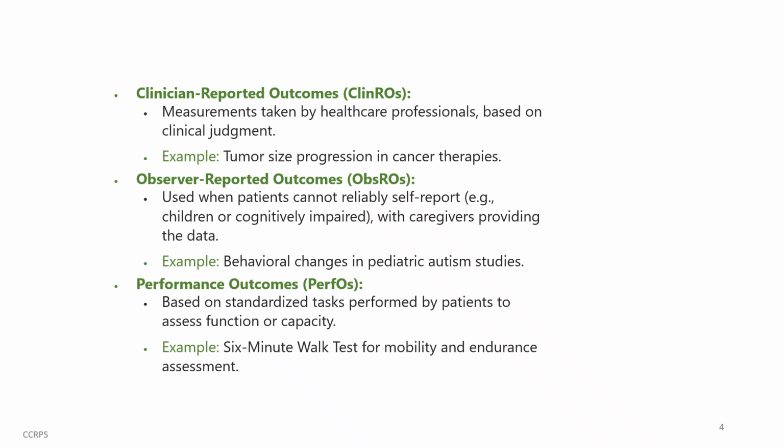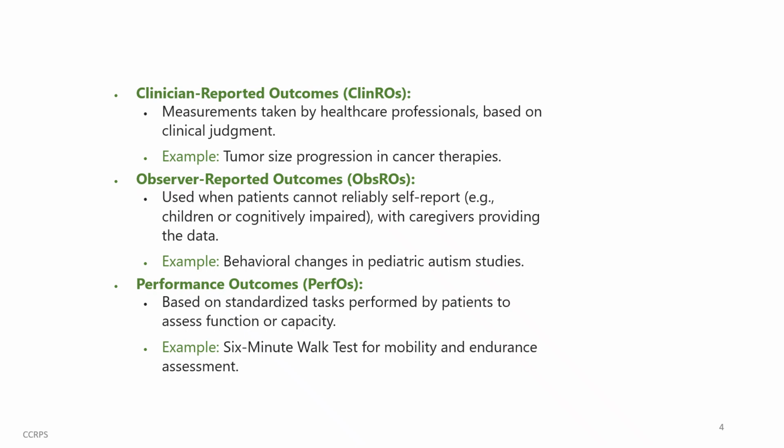Under the clinician-reported outcomes, measurements are taken by healthcare professionals based on clinical judgment. For instance, the tumor size progression in cancer therapies. Observer-reported outcomes are used when patients cannot reliably self-report. Example, children or cognitively impaired patients. Therein, the caregivers provide their outcomes based on the data they see. Behavioral changes in pediatric autism studies is an example.